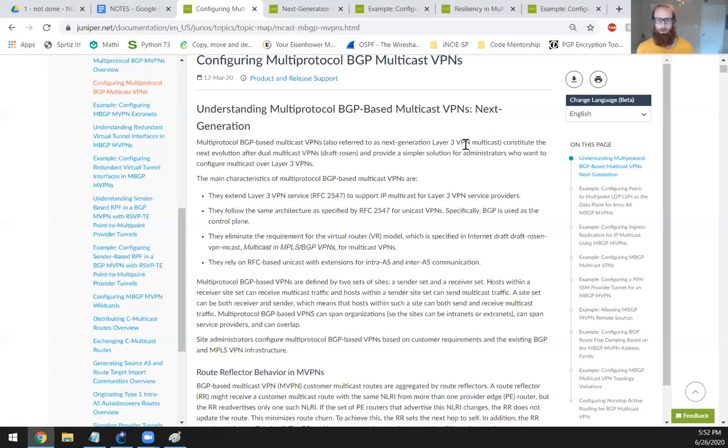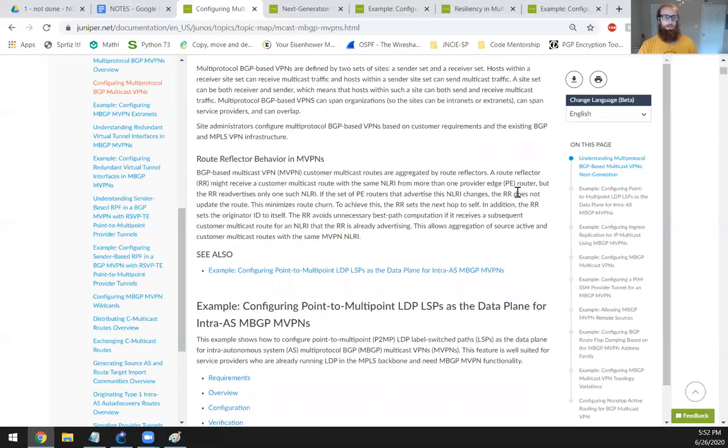They eliminate the requirements for the virtual router VR model, which is specified in Internet Draft Rosen VPN, multicast in MPLS/BGP VPNs for multicast VPNs. They rely on RFC-based unicast with extensions for intra-AS and inter-AS communication. Multi-protocol BGP.